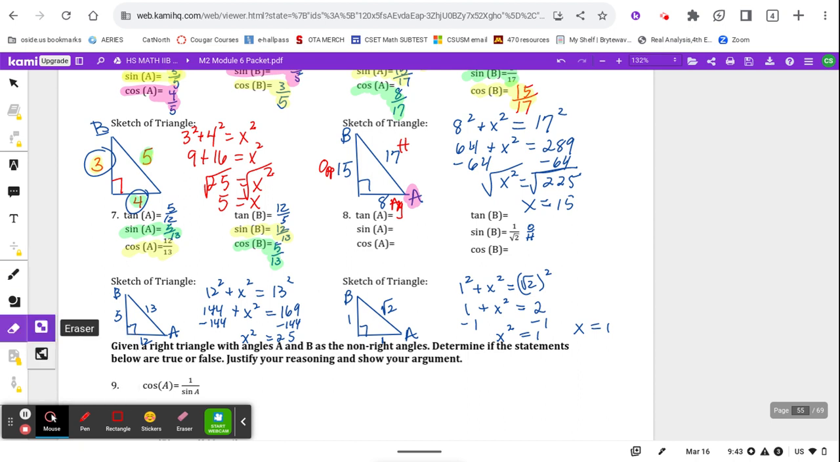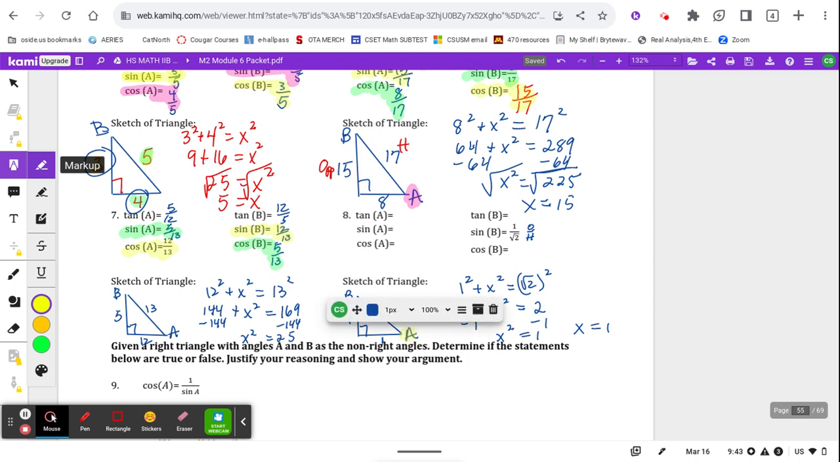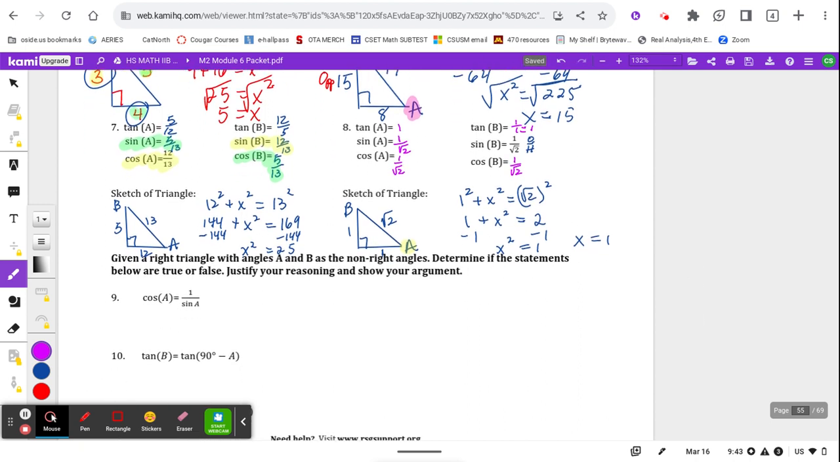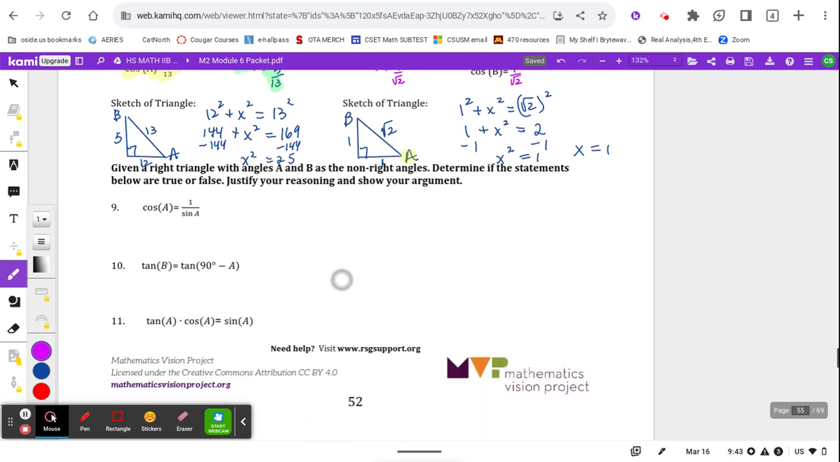Tangent of A. So again, we're down here at this angle. Angle A, tangent is opposite over adjacent, or 1 over 1, which is just 1. Sine of A is opposite over hypotenuse, or 1 over root 2. Cosine of A, 1 over root 2. Tangent of B, 1 over 1, or just 1. Cosine of B, adjacent over hypotenuse, 1 over root 2. This is an interesting triangle, and later we're going to learn that it is a special right triangle, and there's some properties we can depend on.